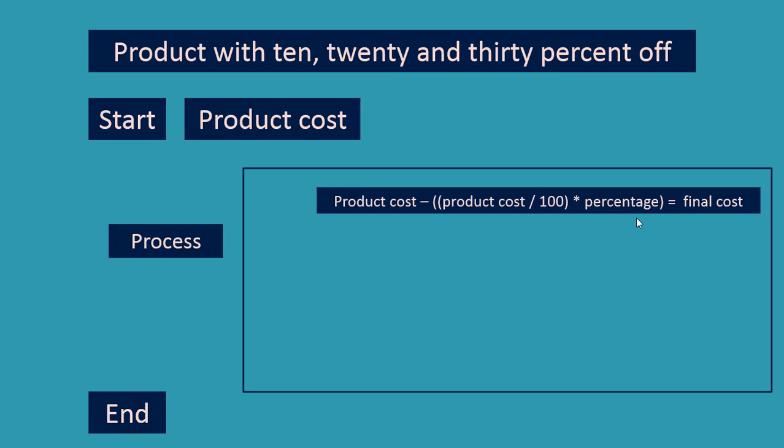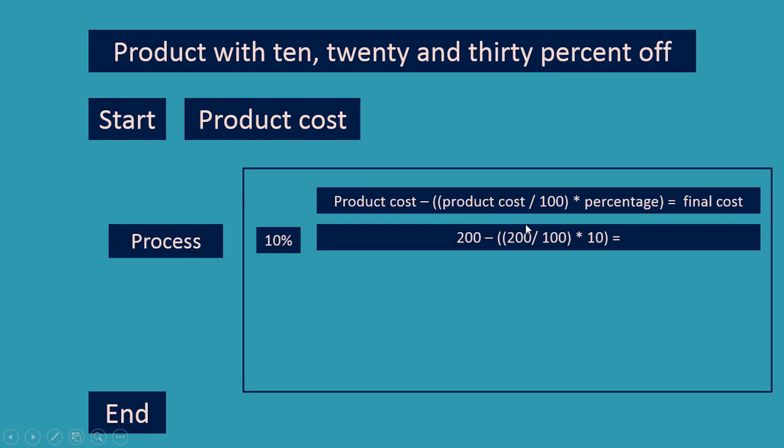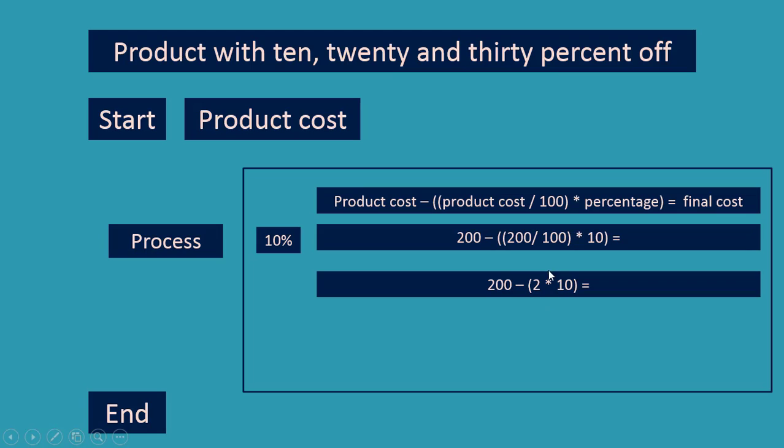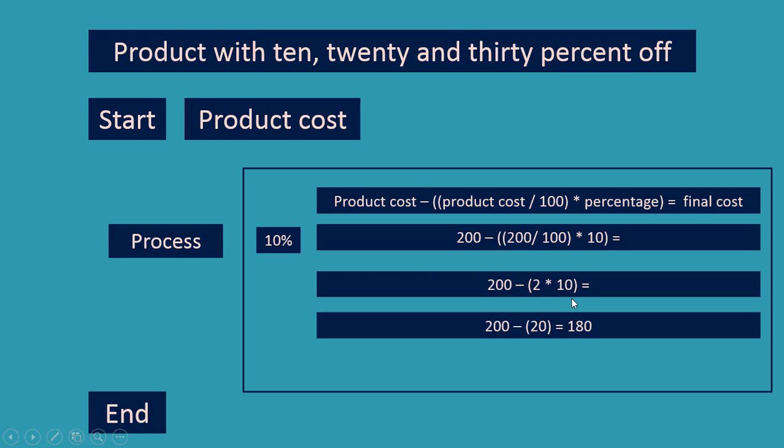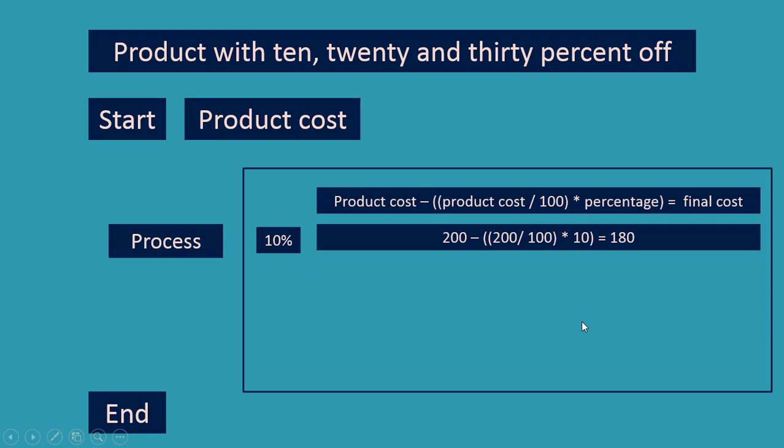For example, if the initial price of the product was $200, we divide it by 100, obtaining $2. We multiply that by 10, which gives a total of $20. In conclusion, 20 is 10% of 200. At the initial price of $200, we subtract $20, which results in $180. This is the price of the product with the 10% discount.